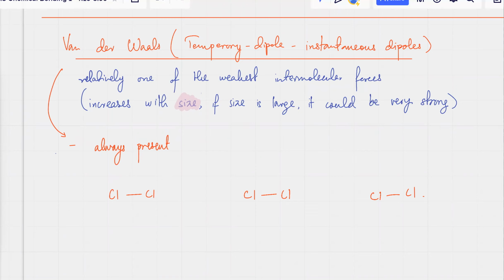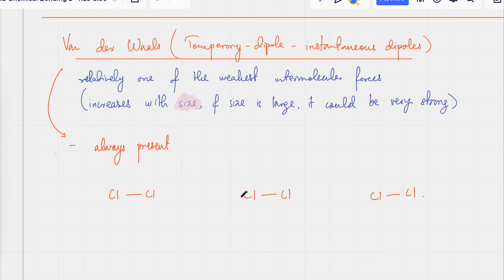Evenly distributed. Okay, so in this case, they are evenly distributed because both Cl atoms like to gain electrons. They're both pulling on the electrons with equal force. So that means the electrons would stay in the middle. They're not going to go towards one atom or the other atom. So it's going to be completely non-polar. There's no partial positive, partial negative charges.